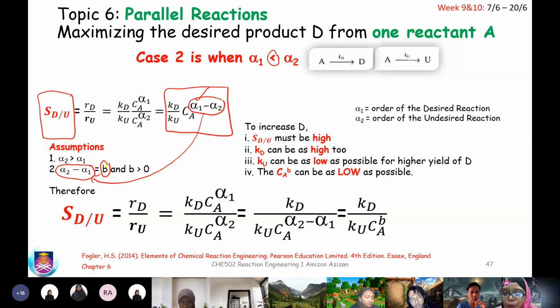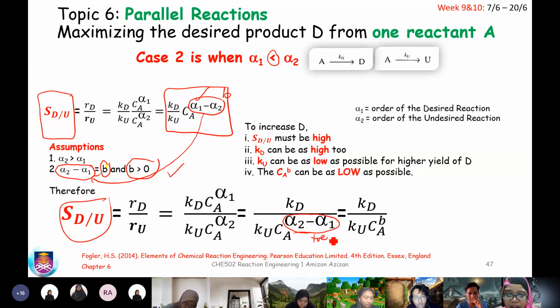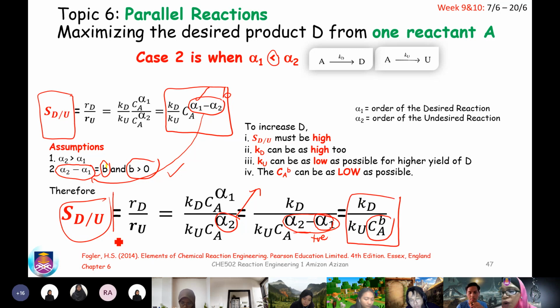Why do we do that? Because we want to ensure that the exponent b here is positive, b is greater than 0. So when we write the equation here, we have alpha 2 minus alpha 1, which is a positive value. Alpha 2 is greater than alpha 1. Since it's negative, it's still at the denominator. So we have the simplified equation for the selectivity. When we want the selectivity to be as high as possible, we need to ensure that the concentration of A is as low as possible.